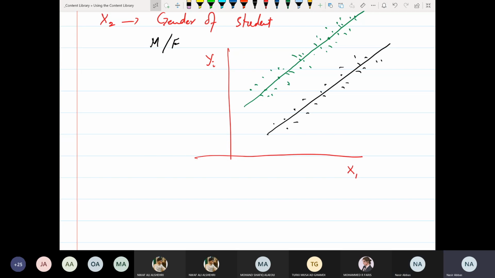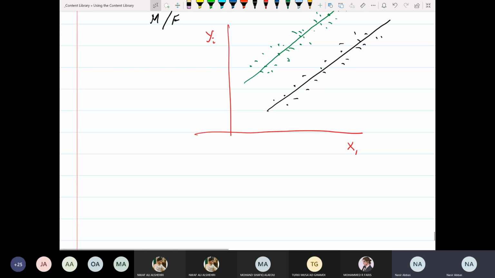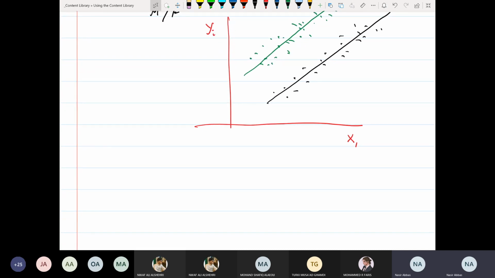So I will forget about the default category, and for the remaining categories, I will introduce a dummy variable for all the remaining categories. And how will I introduce that? I will introduce it like this. I'll call it, let us say D1 equals 1 if student is male, and it is 0 otherwise.